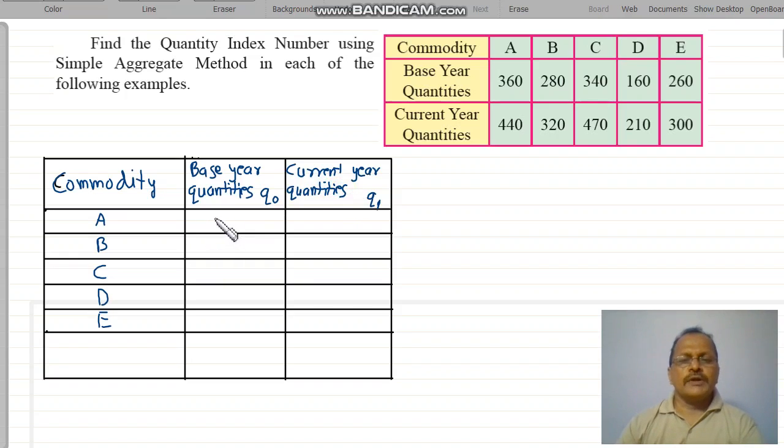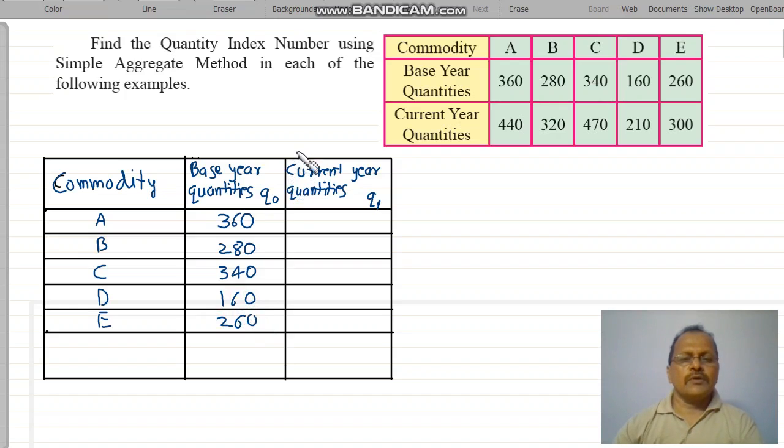The base year quantities are given to us: 360, 280, 340, 160 and 260.